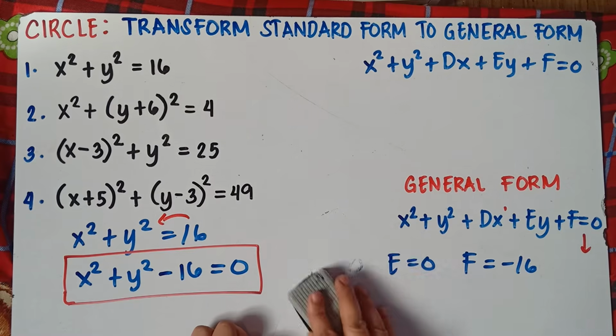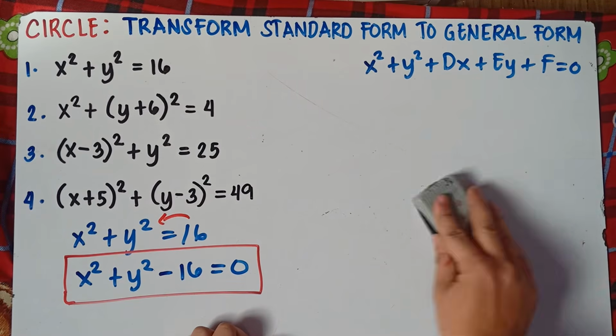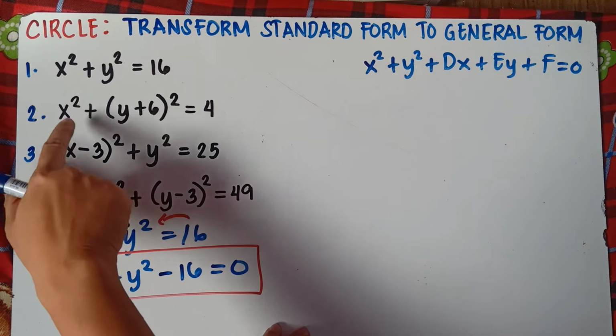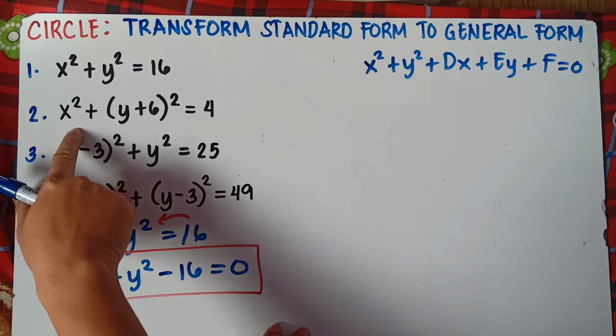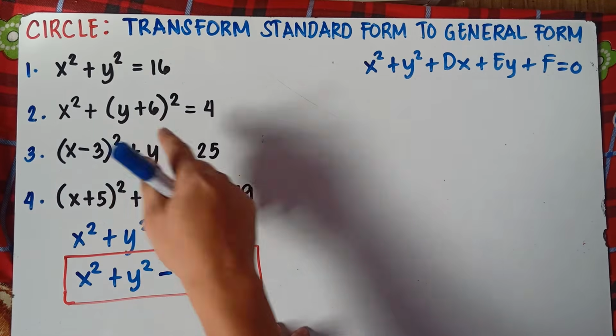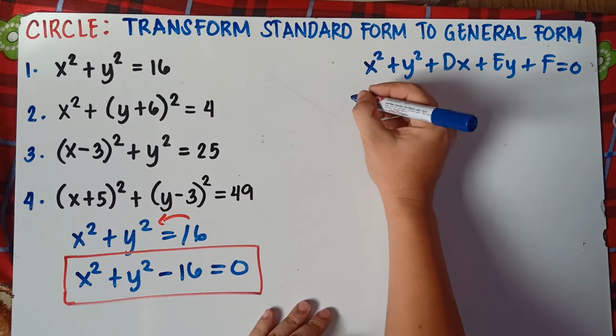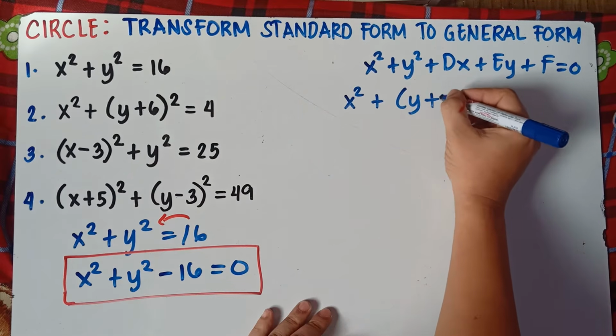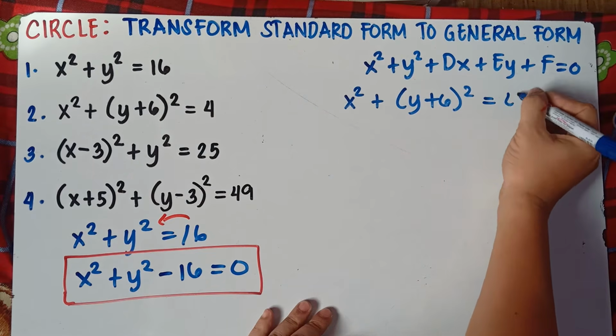Alright, so let's start answering number 2. For number 2, we don't have the value of our h because it says x squared only, but we have the value of our k. So for number 2, class, let me copy the equation: x squared plus quantity y plus 6 squared equals 4.